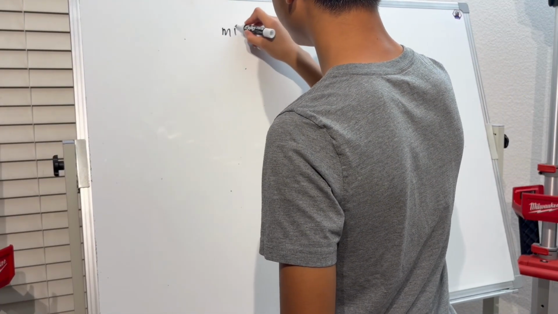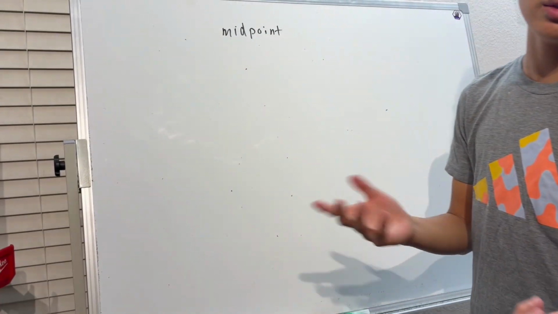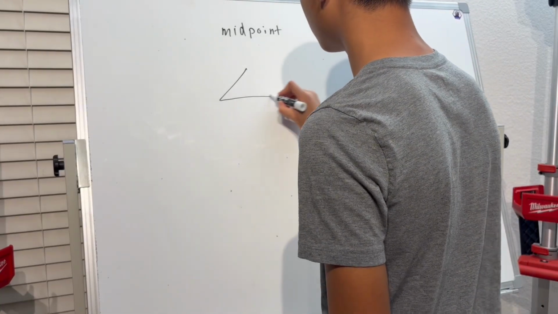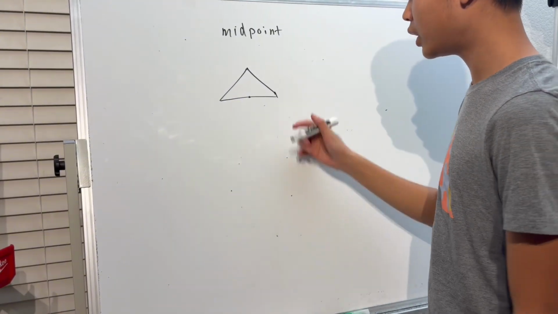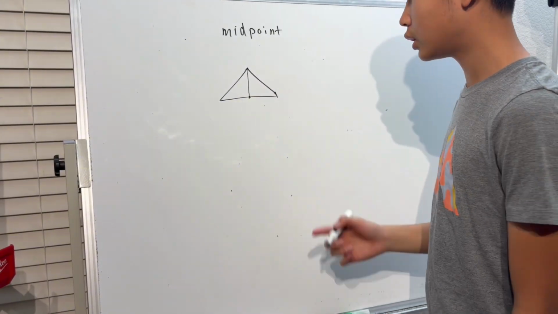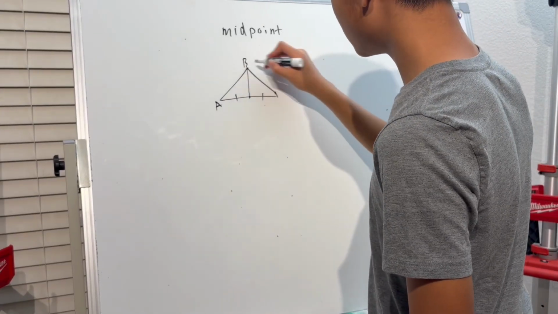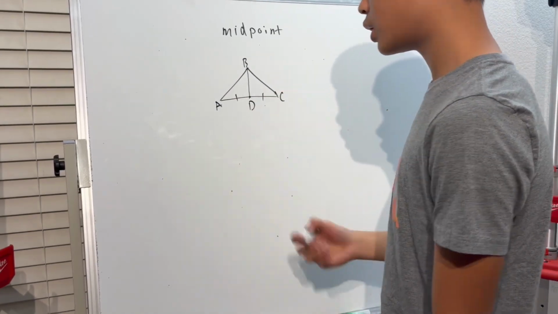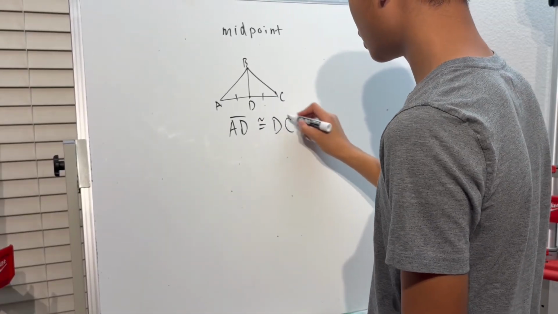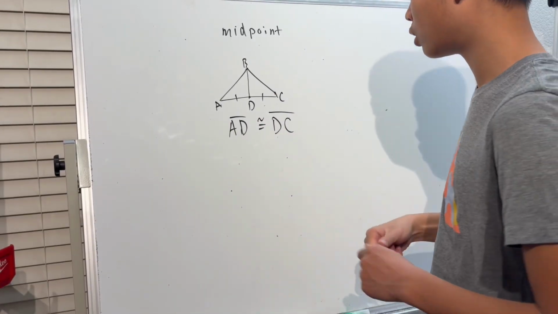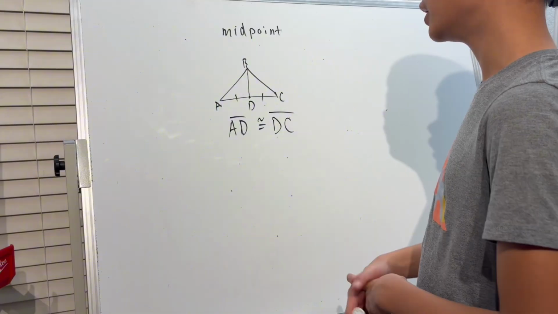So here's a basic idea of a midpoint. Let's say you have a triangle. The midpoint is the middle point right here, which splits the side into two parts, and this side is congruent to this side. So we have a triangle ABC split, so you get D right here. That means AD is congruent to DC. Okay, that's it for the midpoint. Very simple, very easy.